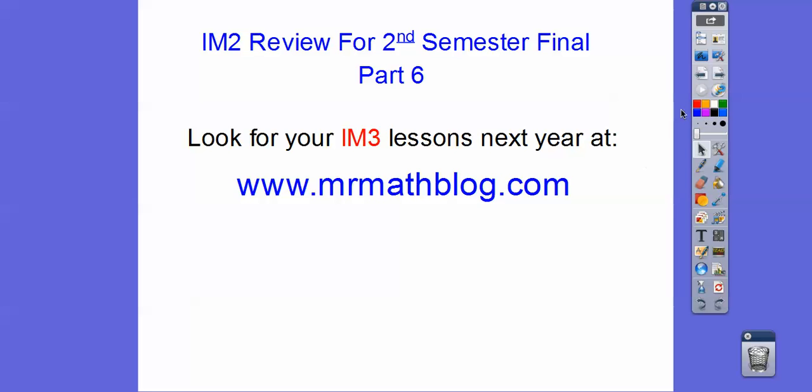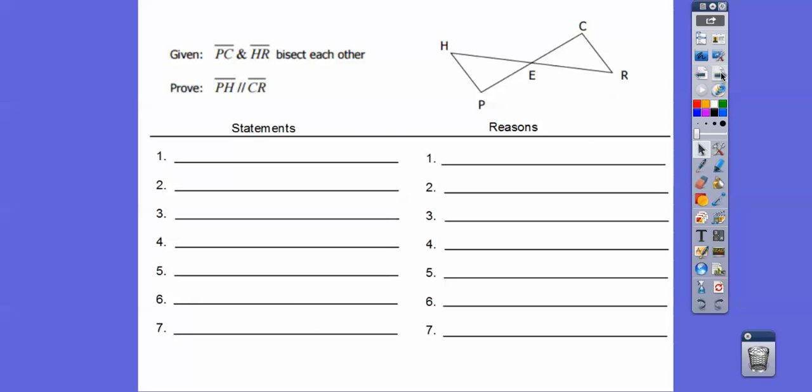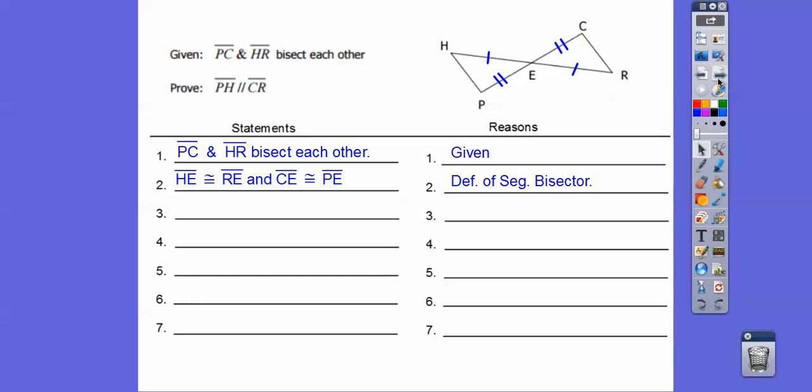This is our last review for our final. So we have a couple of proofs here. I think we have three proofs actually. So anyway, let's go ahead and get started. The given says that they bisect each other. So this segment bisects this segment and vice versa. When they bisect each other, they cut them into equal segments.